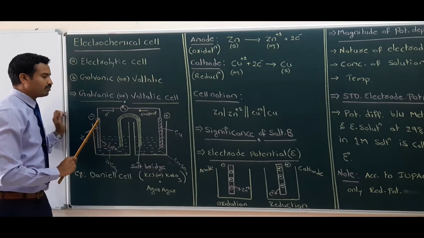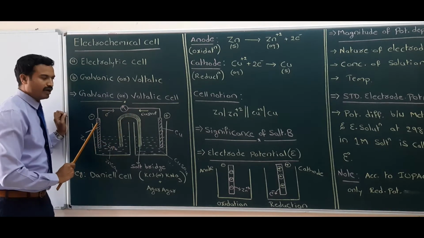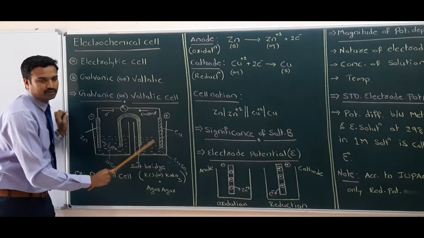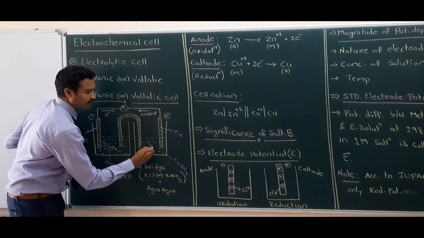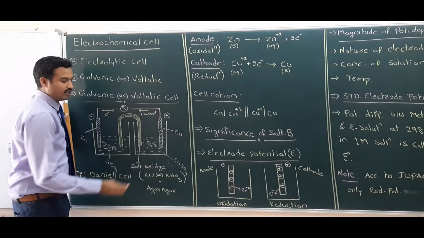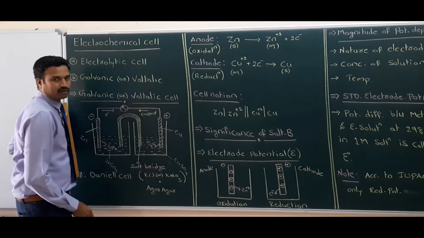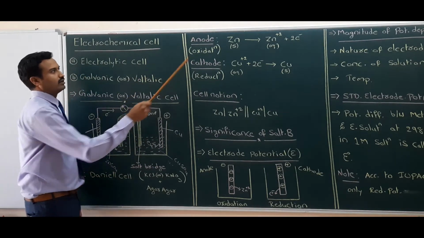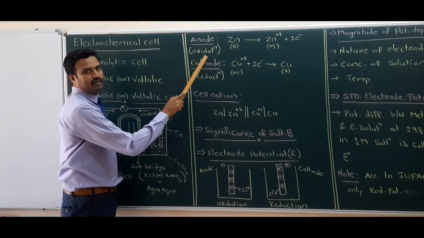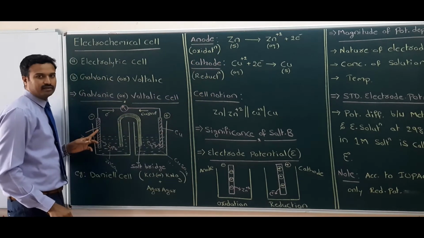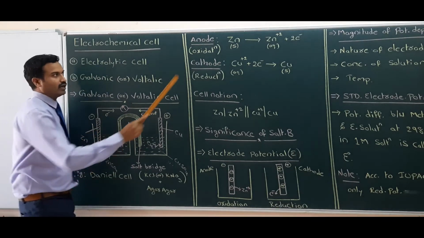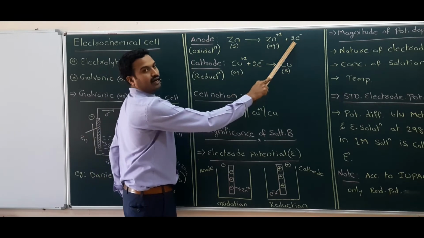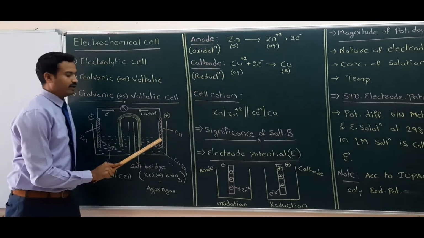Those electrons are passed through the external circuit from anode to cathode, reach the cathode, and enter into the copper sulfate solution. Copper sulfate solution contains Cu2+ ions. Cu2+ ions gain those 2 electrons and are deposited as copper. This is the reaction. At the anode, the reaction is oxidation: solid zinc dissolves in zinc sulfate solution, releasing Zn2+ ions in the aqueous medium, releasing electrons. Now at the cathode, reduction.